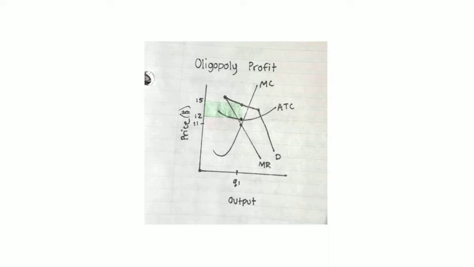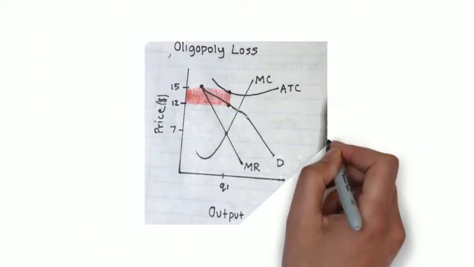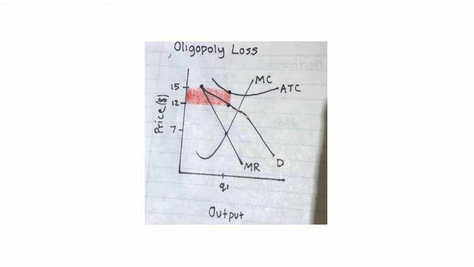Here's a graph that shows what a loss looks like in an oligopoly market structure. Since we want to produce at the point in which MR equals MC, looking at the graph, MR equals MC at Q1 units and at a price of $7. Looking at the graph, the company covers the average total cost for producing Q1 units when they sell the product for $15. The demand curve tells us that consumers are willing and able to pay $12 for Q1 units.